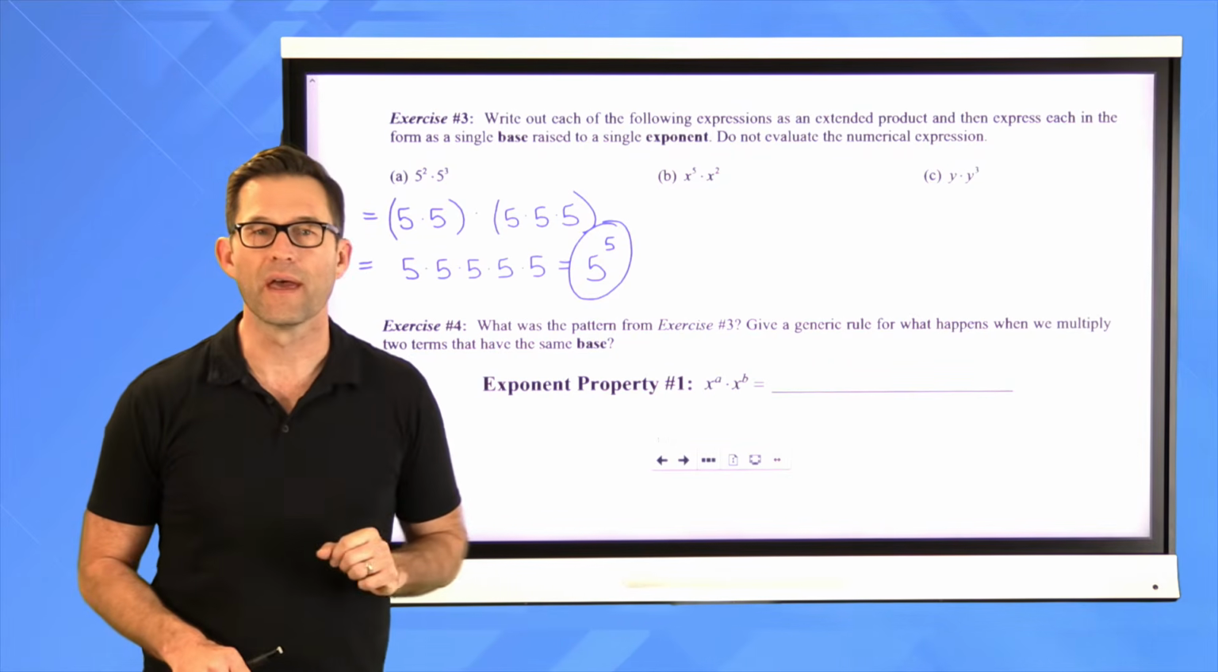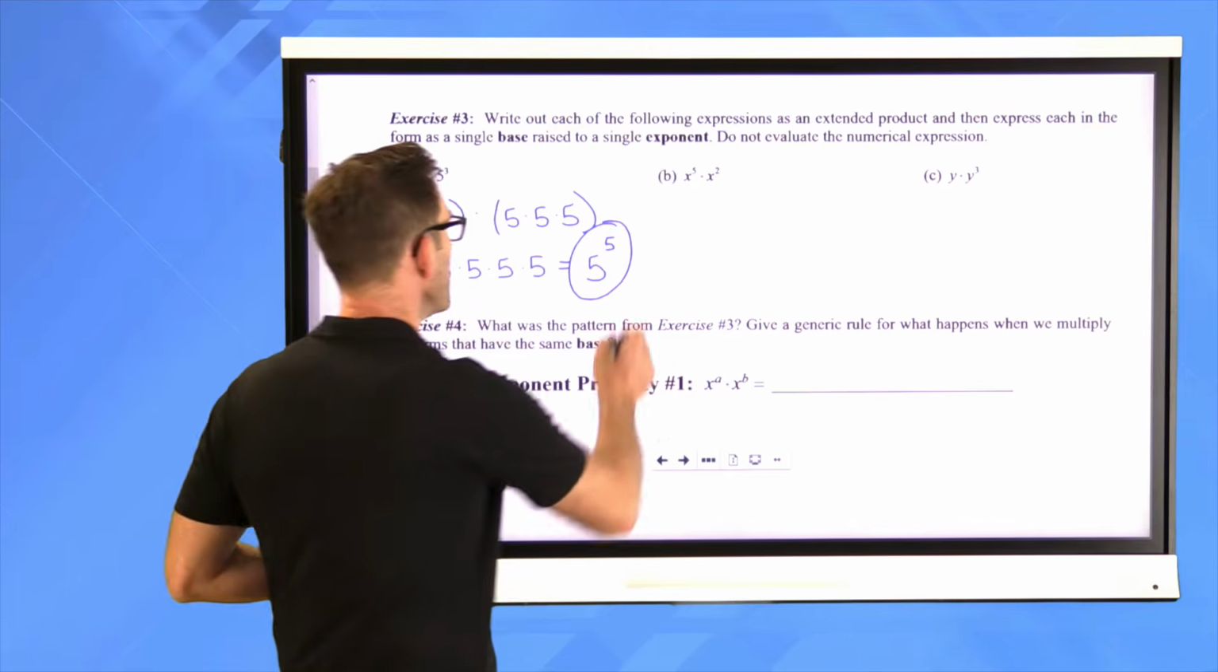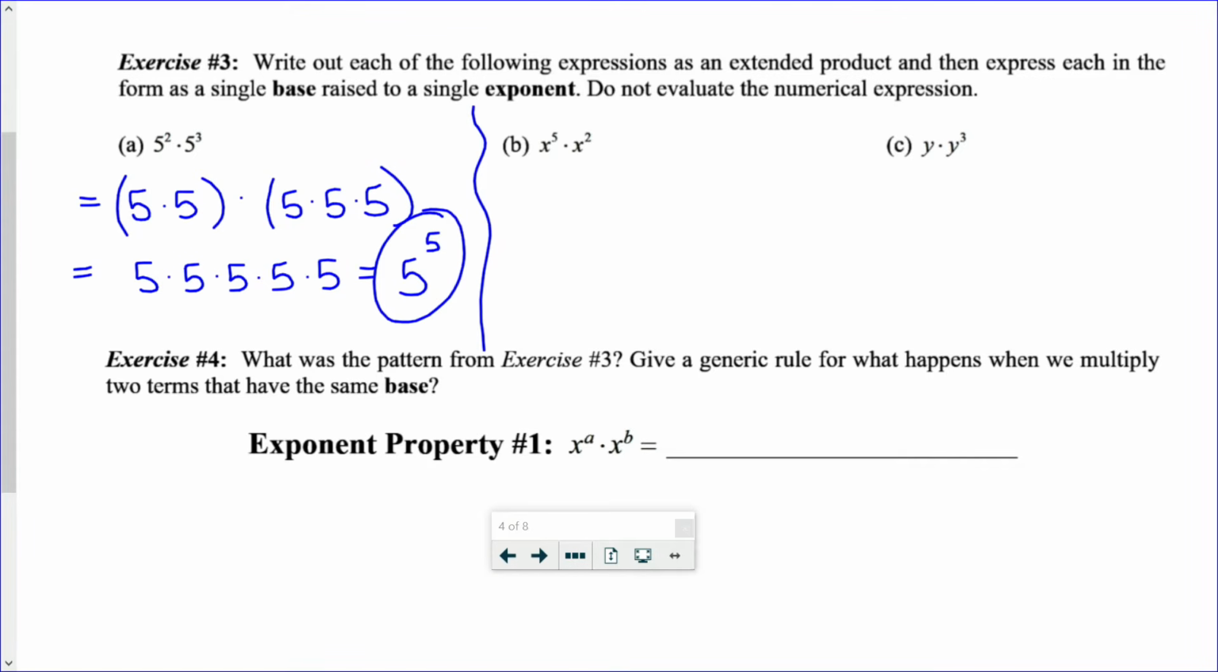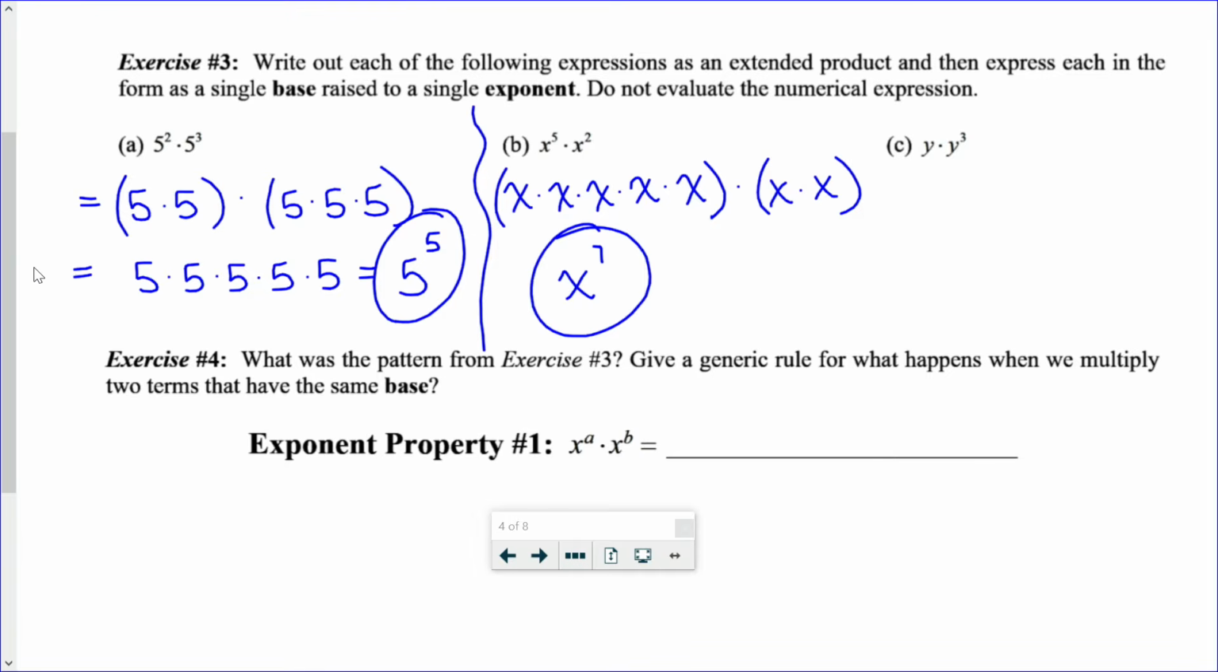Let's do letter B together as well, and then we'll have you do letter C on your own. Letter B, we have x to the fifth times x to the second, so that's x times x times x times x times x. Whew. That's x to the fifth times x squared, right? And now what do I have? Well, I've actually got x to the seventh, right? I've got 7 x's that are multiplying each other.